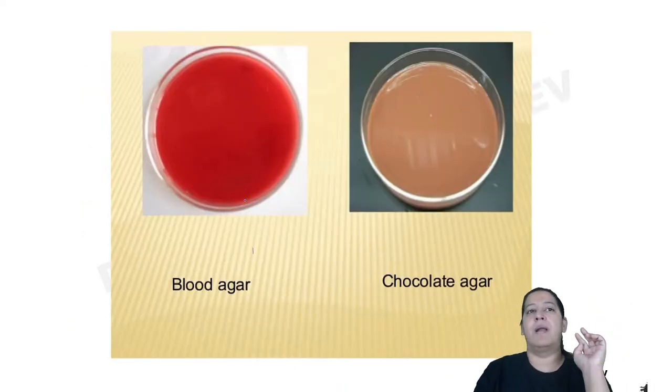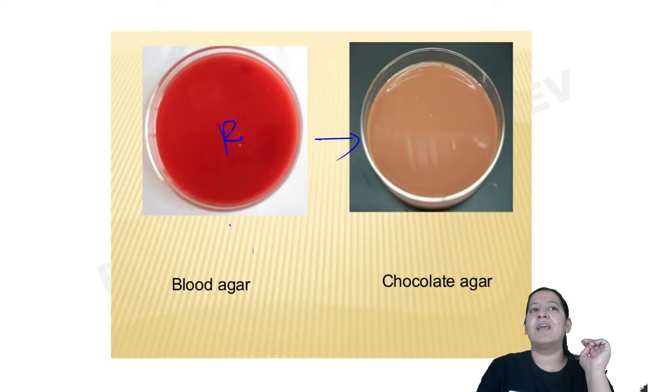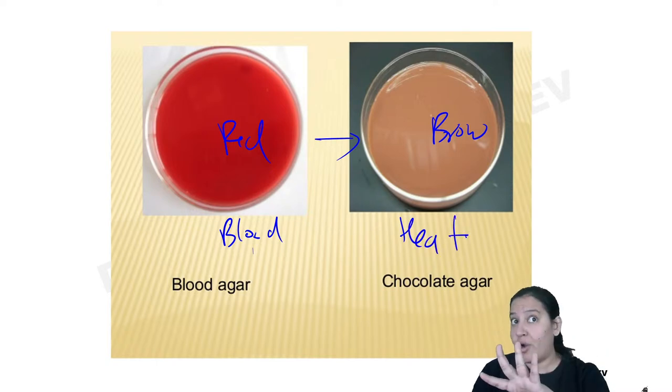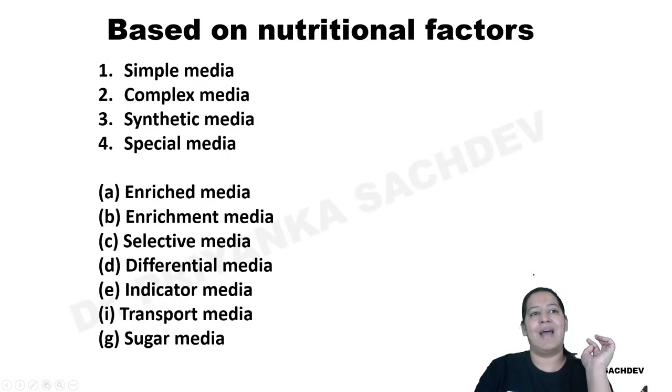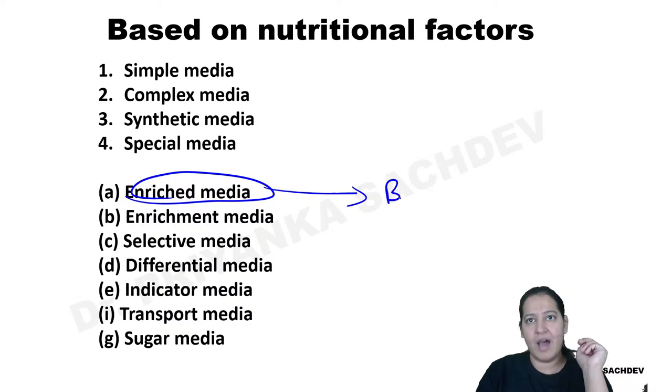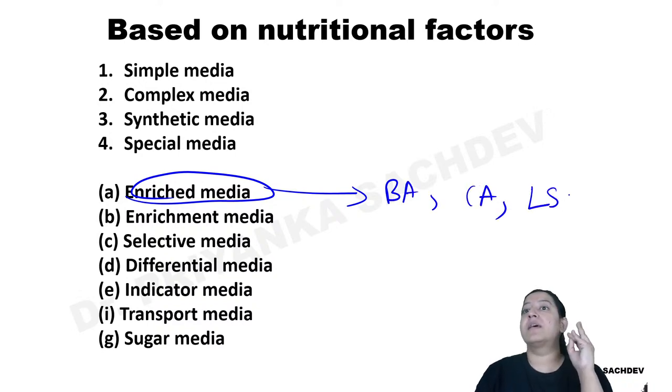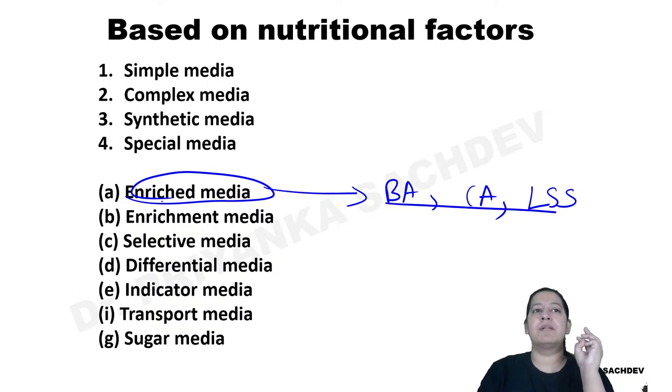So learn the examples. See the color difference. Blood agar is red in color, chocolate agar is brown in color. It contains heated blood. It does not contain chocolate. It contains heated blood, right? Give me a thumbs up. So those are the examples of enriched media. Three examples I've given you: blood agar, chocolate agar, and Loeffler's serum slope. These are the three examples of enriched media.